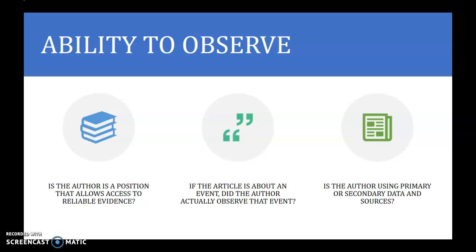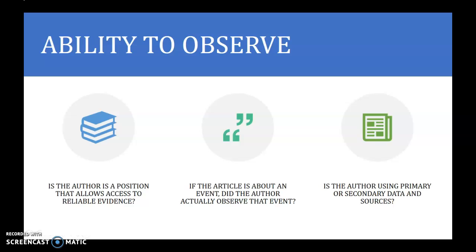Okay? If the article is about some kind of event, did the author observe this event? Did the author experience this event? Did the author attend this event? Or is the author just sort of writing about things they read in the news or heard about? And then thinking about, is the author using primary data, meaning they did their own research, they found their own numbers, they have generated their own data? Or is the author using secondary data?